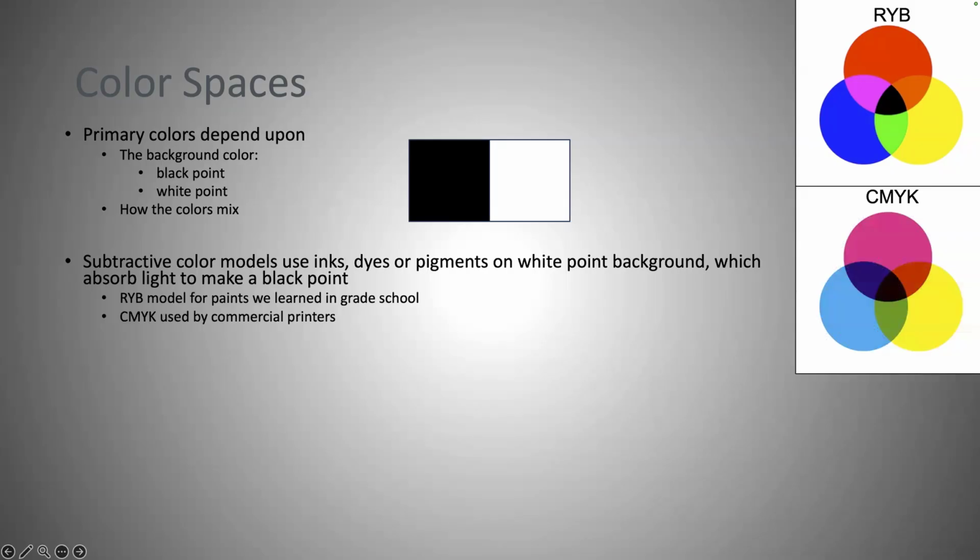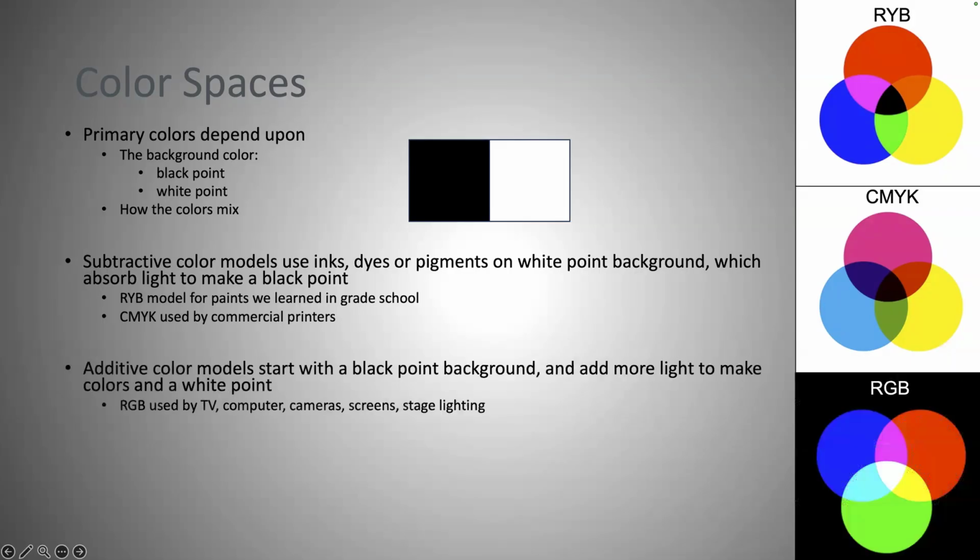Cyan, magenta, yellow, and black, or CMYK, where the K is black, is a subtractive color space as well, used by commercial printers to get the largest range of colors. They use the black ink because it's more efficient than combining all three of those colors, the primary colors for that color space anyway. So cyan, magenta, and yellow.